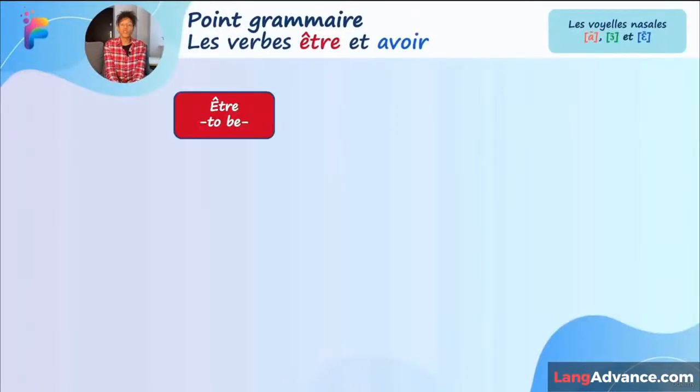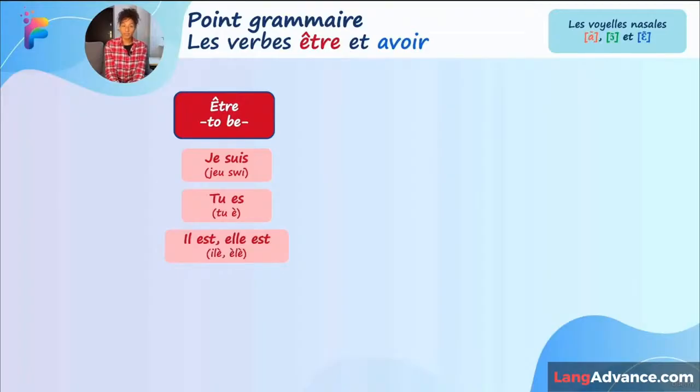Now, let's have a look at les verbes être et avoir. We will start with to be, être. First, we have je suis, I am. Tu es, you are. Il est, elle est. He is, she is. Nous sommes, we are. Vous êtes, you are.